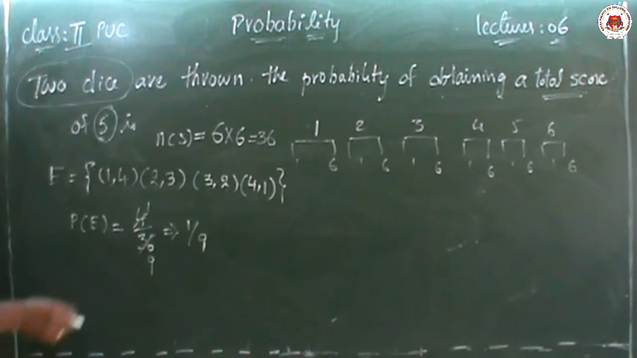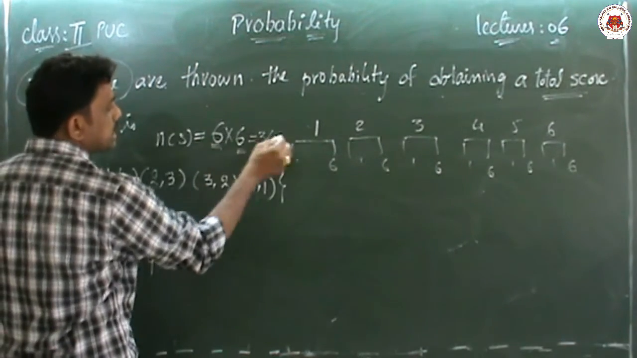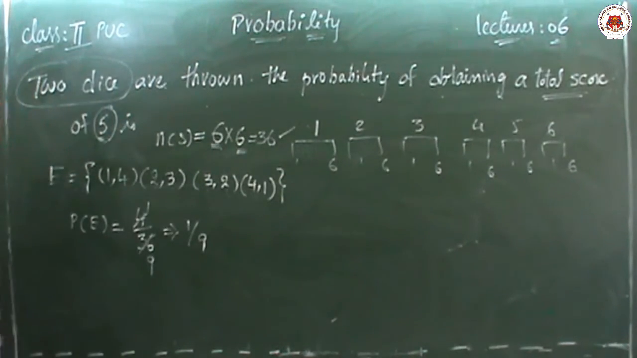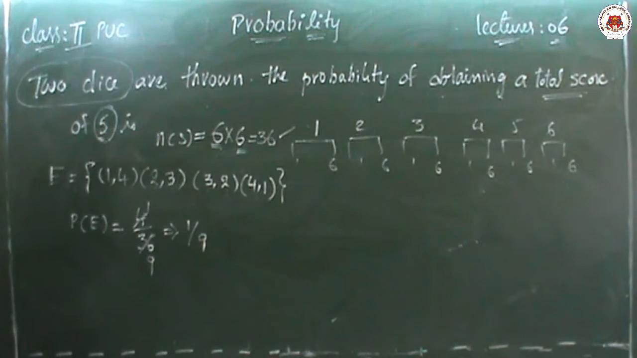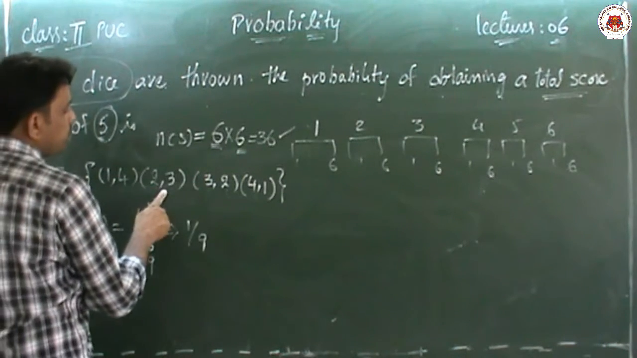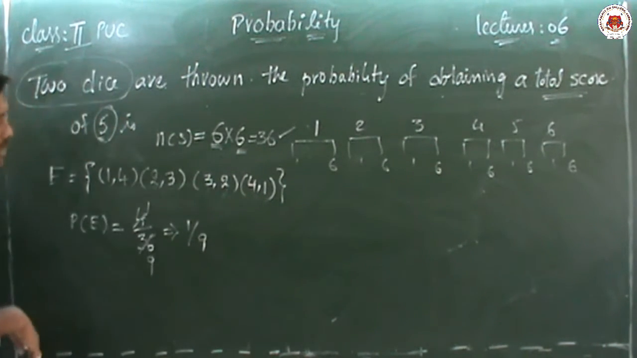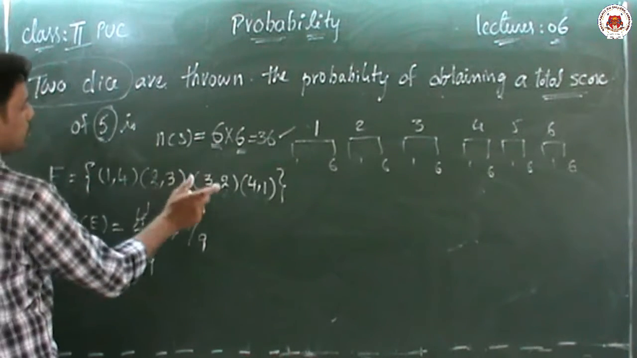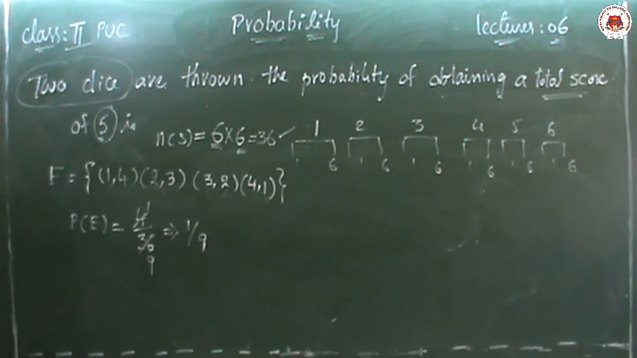Once again I am repeating. 2 dice are thrown. 2 dice means first die 6 sides, second die 6 sides, 6 6s are 36. He asked the probability of obtaining a total score of 5. Means sum of the first die number and second die number, we need 5. 1 plus 4 is 5, 2 plus 3 is 5, 3 plus 2 is 5, 4 plus 1 is 5. Only these are the possible events. So 1, 2, 3, 4 by total 36. So the answer is 1 by 9.